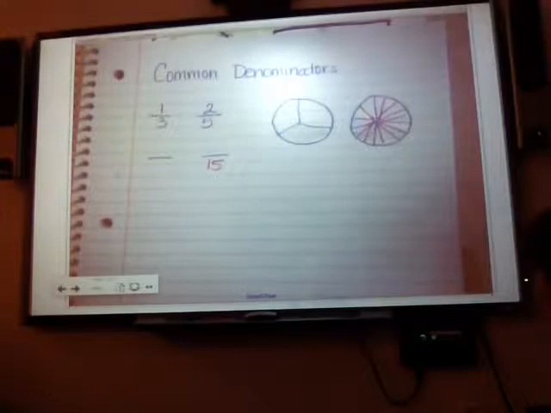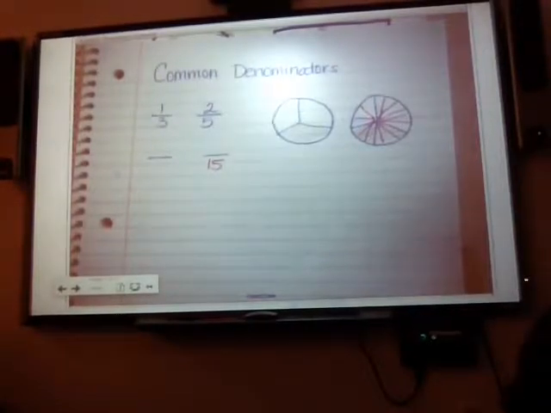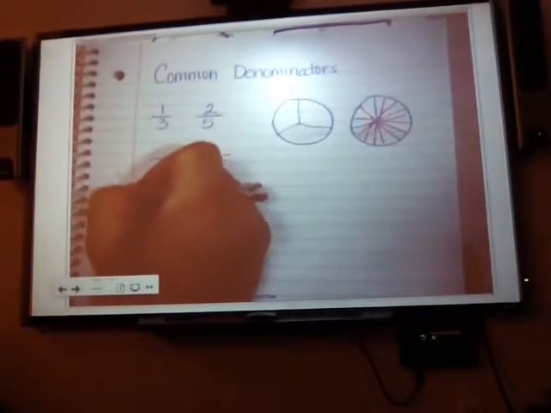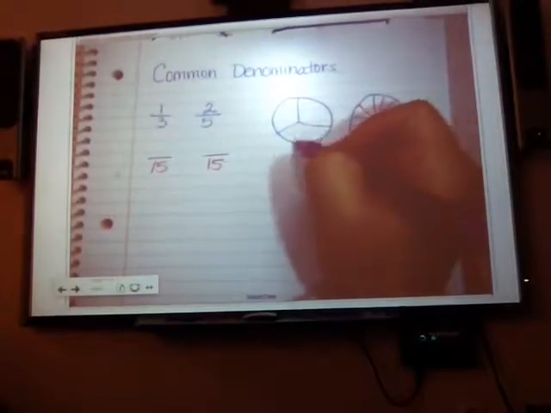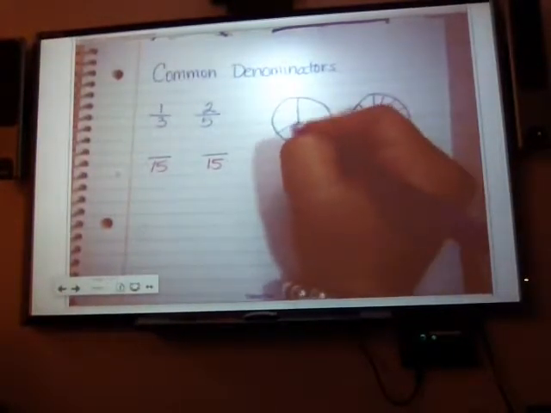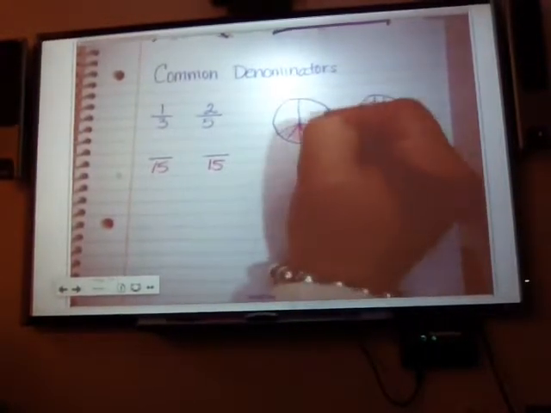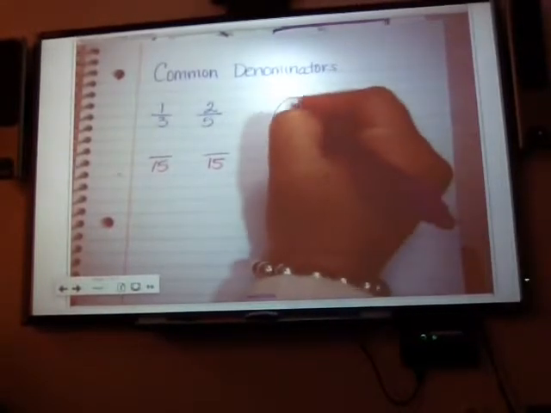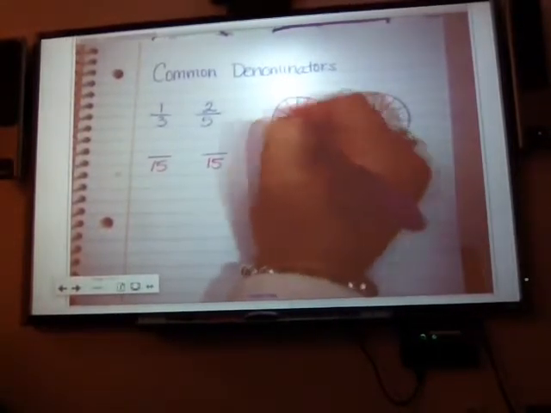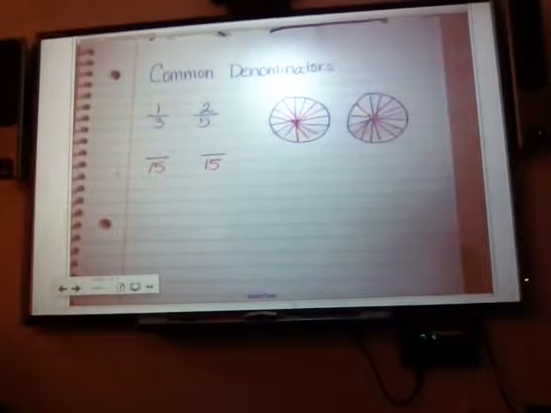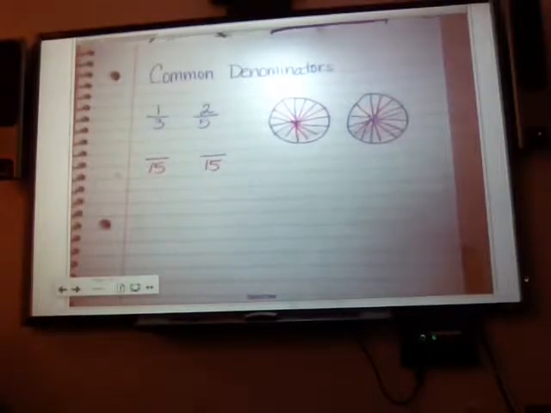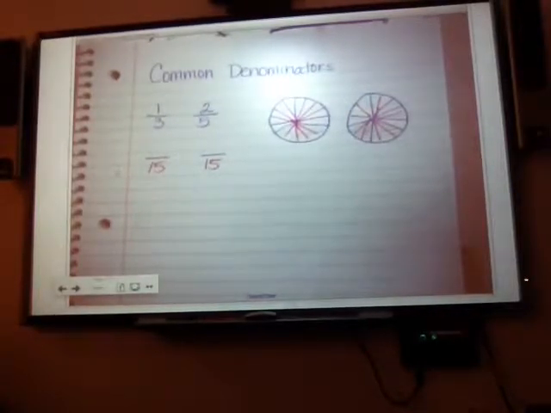To make them into 15ths. And so I can change my 3 into 15ths. How many times did I split each of these? 5. 5 sections. Again, drawing is not adequate and precise for the obvious reasons. Look at my pictures. Okay? But nevertheless, I now have the same common denominator.